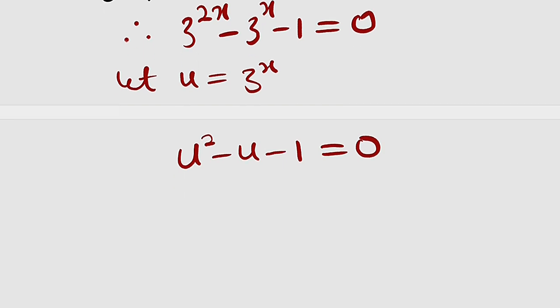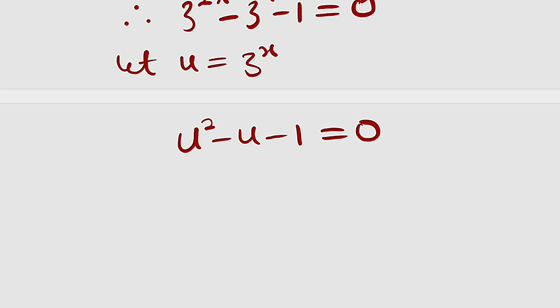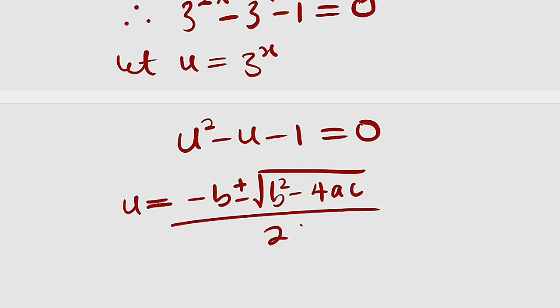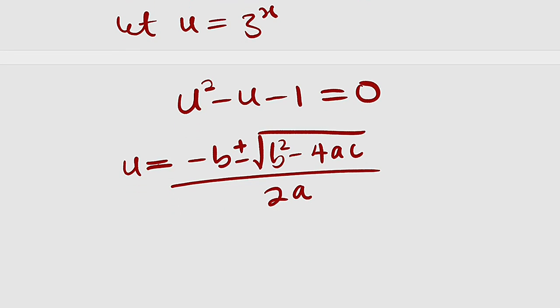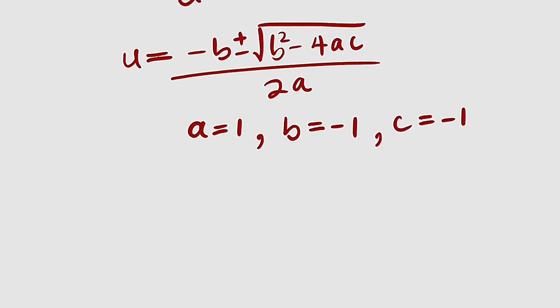So how can we find u? We can find u using the general formula. u is equal to minus b plus or minus the square root of b squared minus 4ac, divided by 2a. So let us declare our variables. a is the leading coefficient, which is right here, equal to 1. So we have a equal to 1. b is equal to negative 1 because it is the coefficient of the middle term, and c is also equal to negative 1. So let's substitute them.